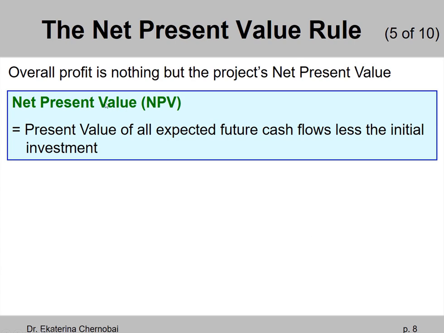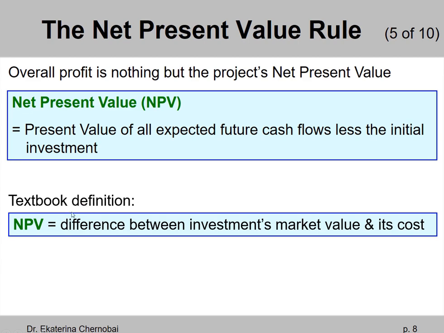So to summarize, we were calculating the overall profit from a new investment project, and it's nothing but the project's net present value. How is net present value defined? Net present value, or NPV, is the present value of all expected future cash flows less the initial investment, because the initial investment is today, right? We don't find its present value. It's already at present. We simply subtract that large expense.